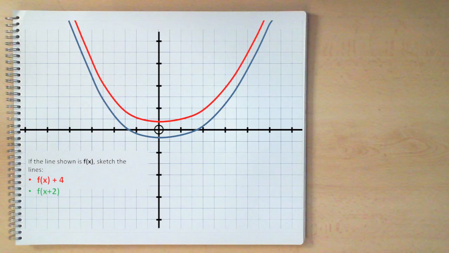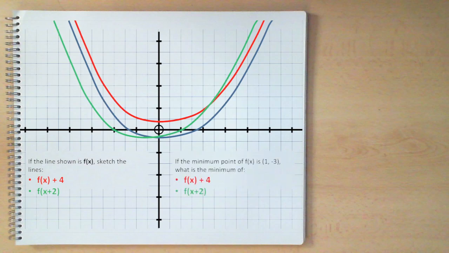And then if we look at what happens with y is equal to f of x plus 2, where the plus 2 is inside the brackets, it's a plus 2, so that moves the curve to the left down the number line. So the sort of question you might get asked is, if the minimum point of f of x is 1, minus 3, what is the minimum of f of x plus 4 in the first place?